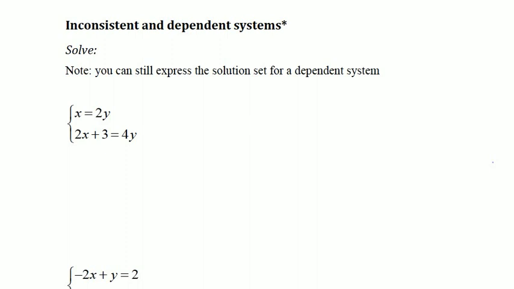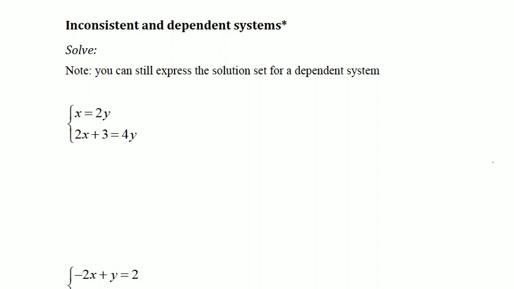Inconsistent and dependent systems. We saw in our graphing example what these look like in a graphing context, but what we still need to see is, if we're using these symbolic methods like substitution and elimination, how do we recognize these special cases? So let's try both of these systems of equations.